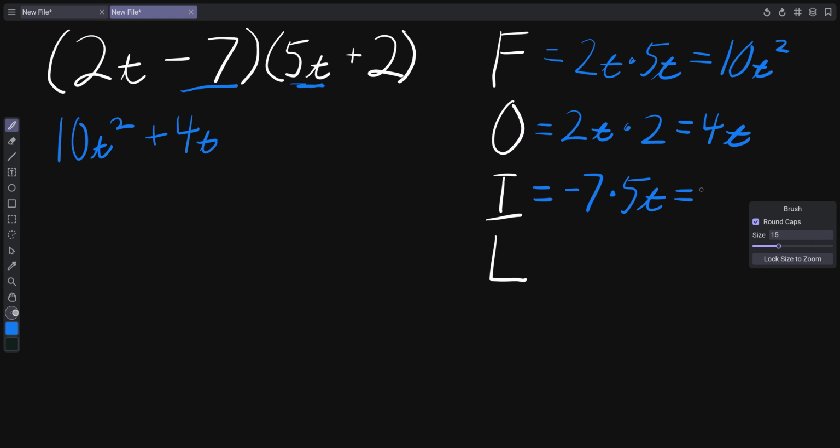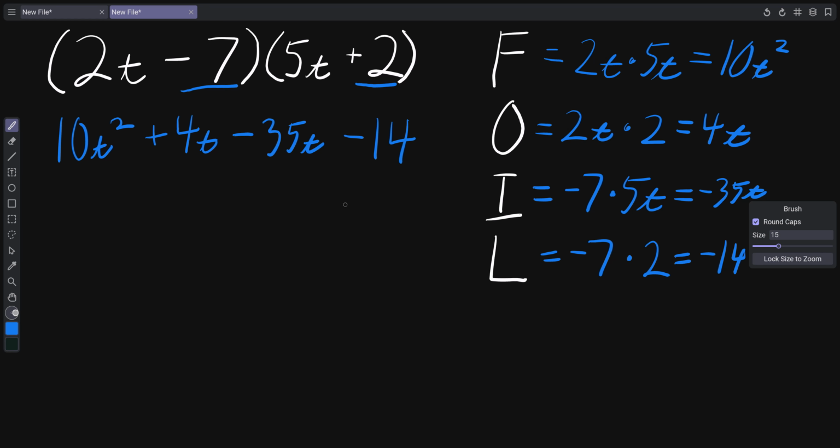That is going to equal -35t. So I'm going to write that minus 35t over here. We won't be adding them like usual because we ended up with a negative. So that's going to be minus 35t. And finally, we can work on our last terms, which would be -7 and +2. So we'll multiply those over here. -7 and +2 equals -14. And because that's negative, we'll subtract that also.